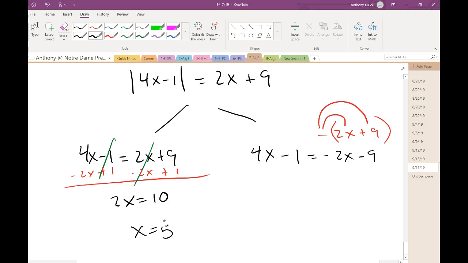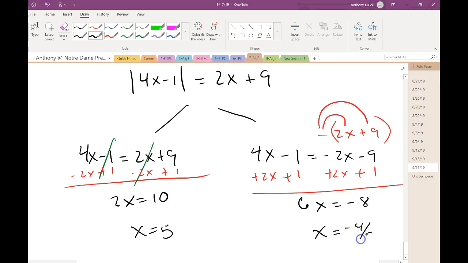How about on the other side? Add 1. And then what? Add 2x. Or reduce negative 4/3. Yep.